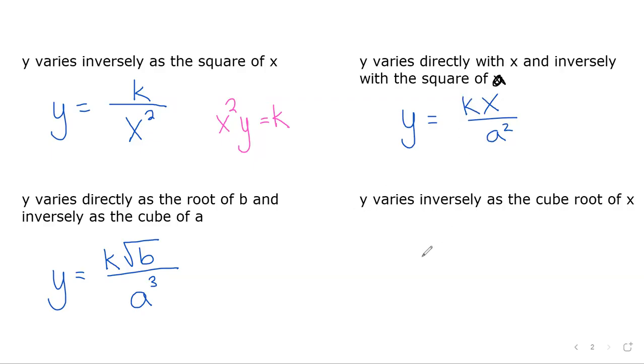Okay, last one. Y varies inversely as the cube root of x. So inverse means that that's going to be in the denominator. And our constant, which will go in the numerator. So that's the deal with setting up these equations. We just want to make sure that we can go from a description of direct or inverse variation to putting it in an equation or a formula format.